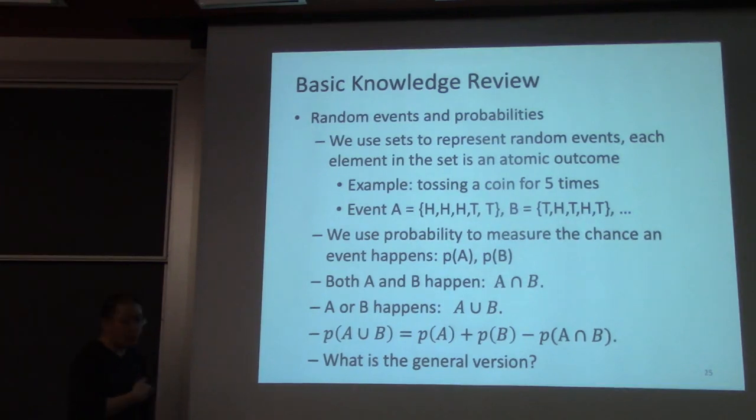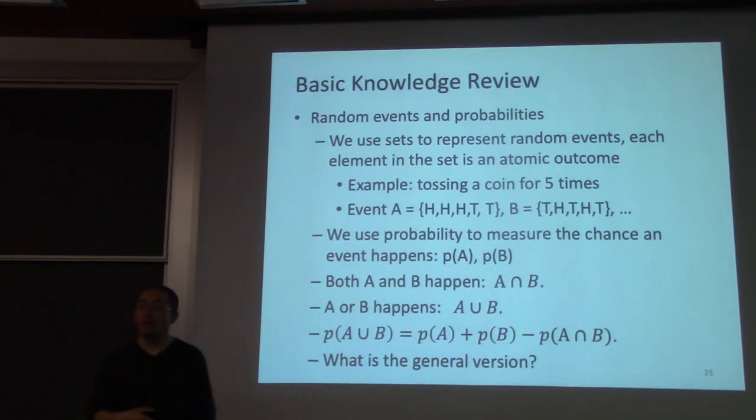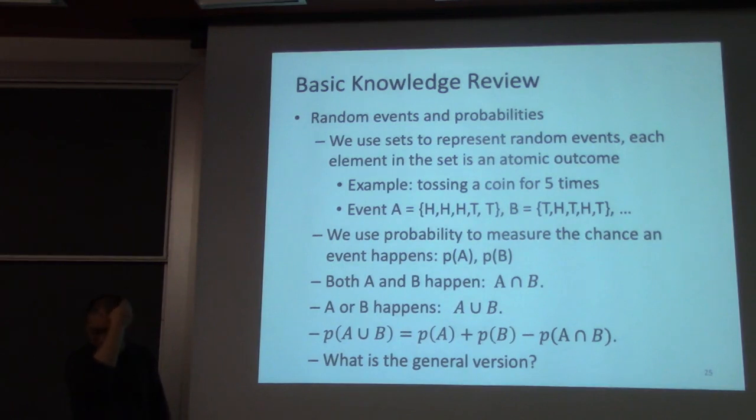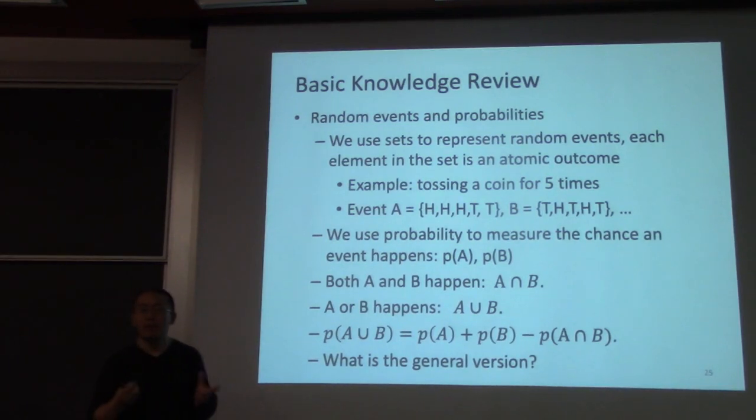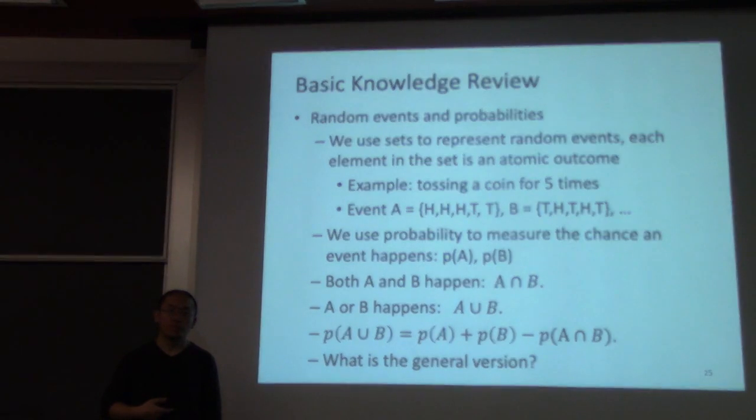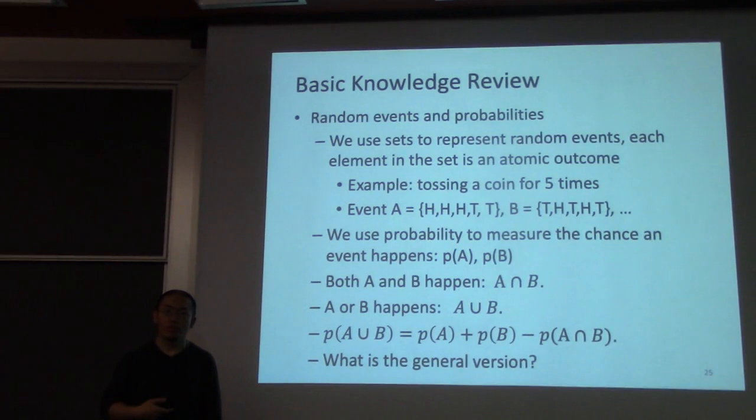Another type of new event can be created as either A happens or B happens. Remember, this is actually A or B happens: A and B can both happen, or just one of them happens. This is different from the event that both A and B happen. So how can we represent this event? Another set, of course. How can we construct another set?